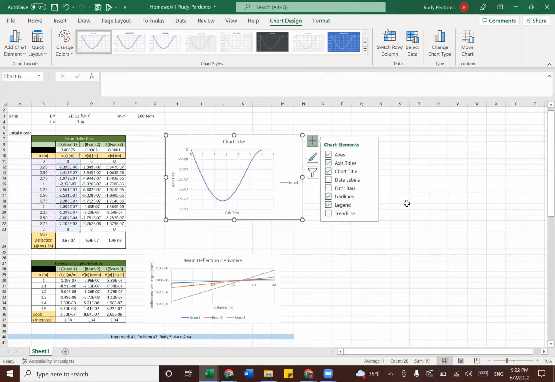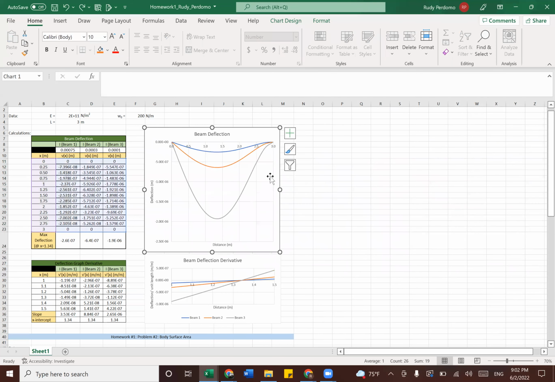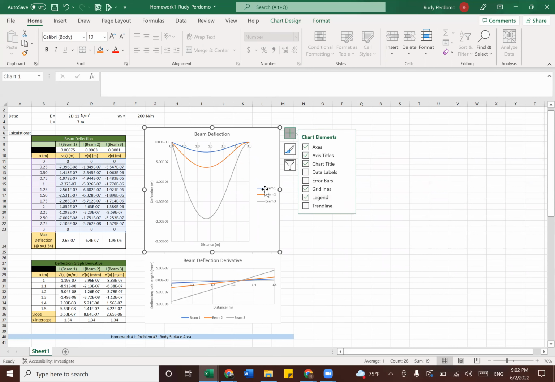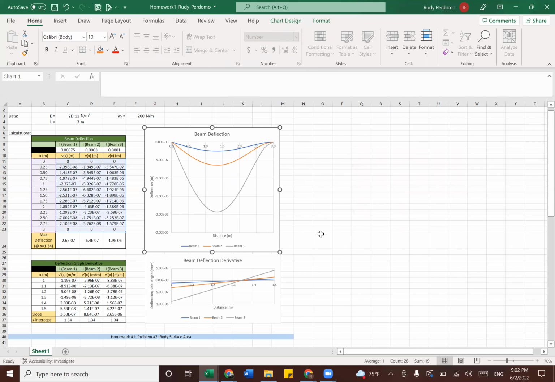So obviously you fix it up a little bit, and it should eventually look something like this. So deflection, distance in meters, and just beam deflection. And where's my legend? All right, there. Include a legend there. You can move it down if you want, bottom there.